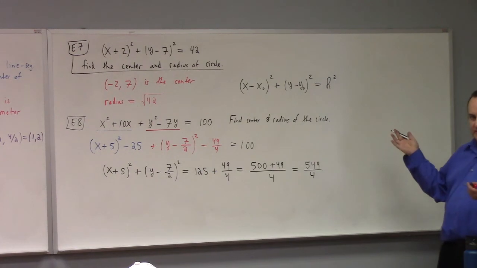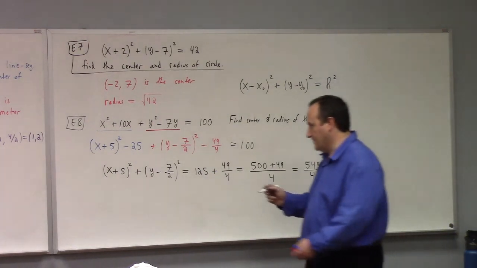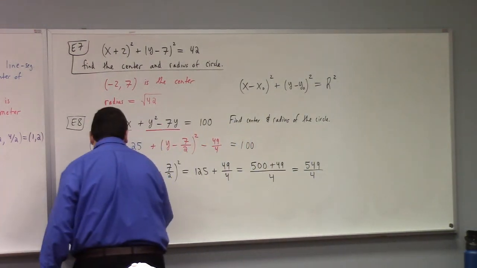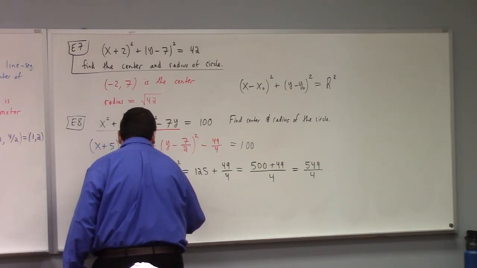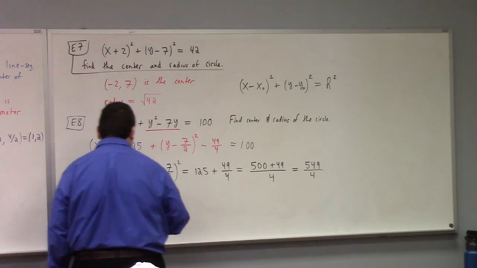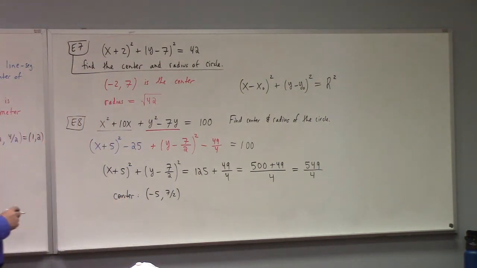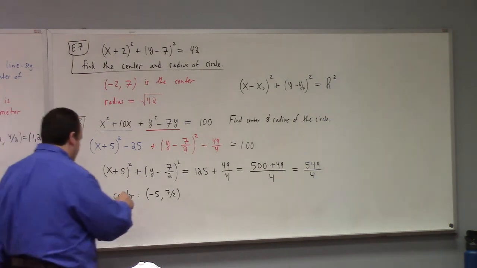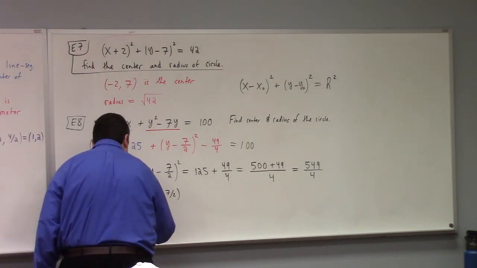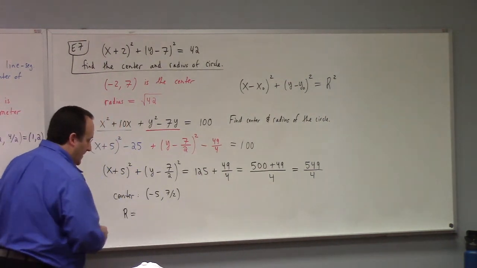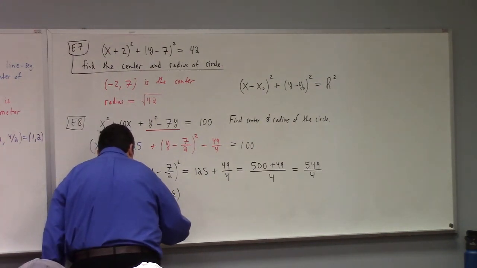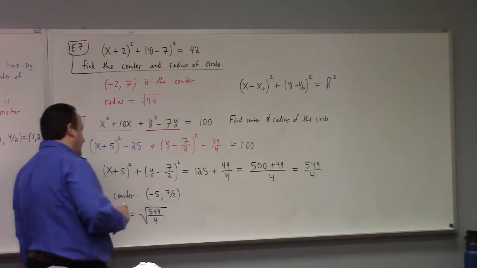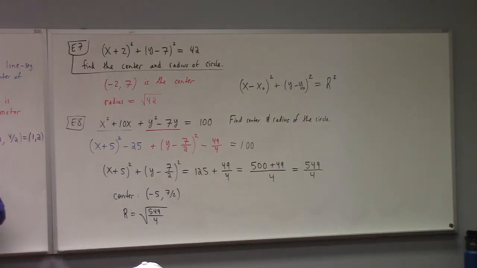Okay, so what's the center? What's the radius? Negative 5, 7 over 2. Very good. You have corrected. And what's the radius? Right, the square root of 549 over 4. There you go. Which, of course, we could simplify, but I'm just going to leave it like that.